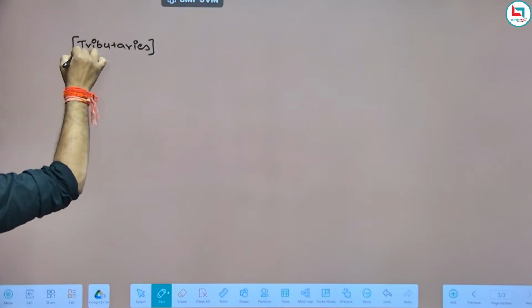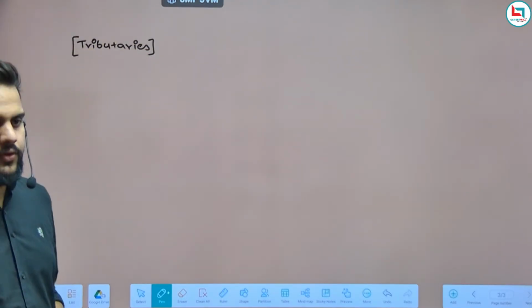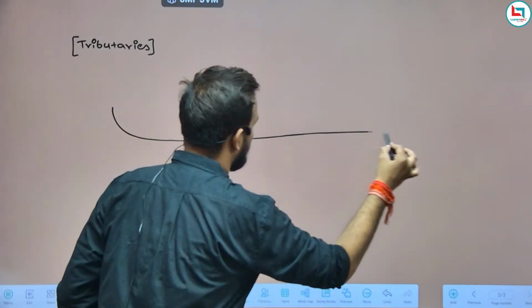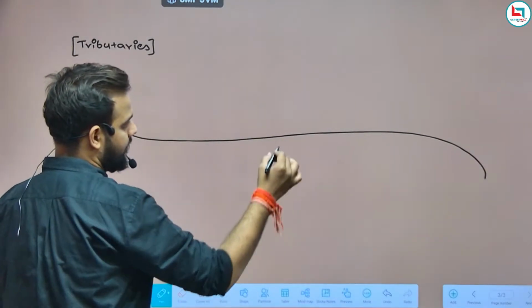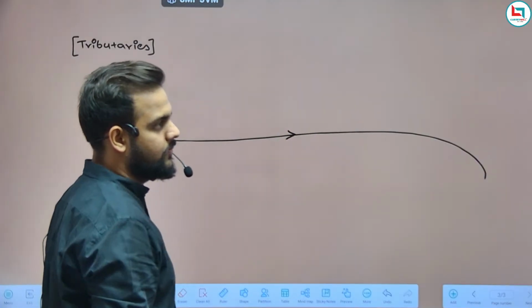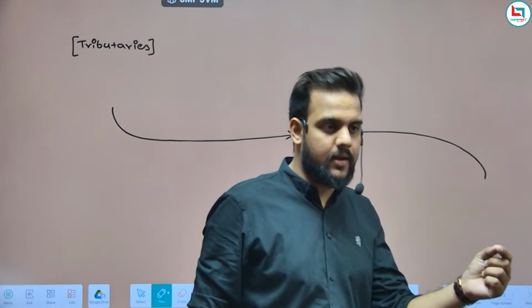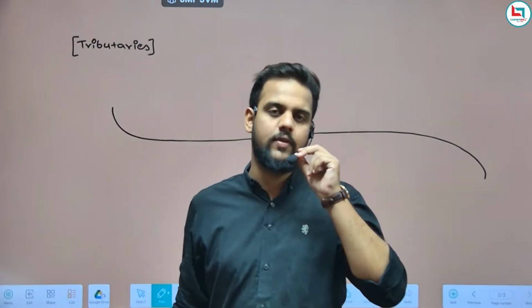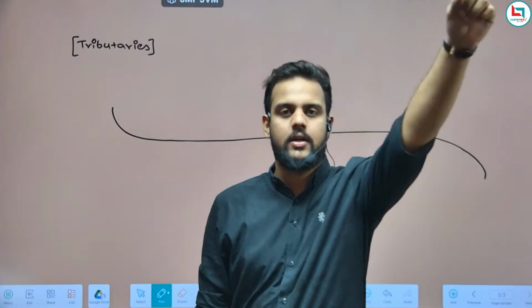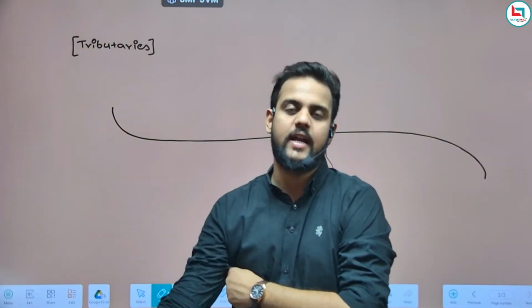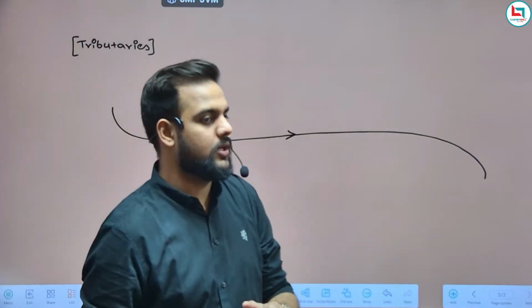Tributaries. Now, if you see that this is the main river, and the river is flowing in this particular direction, we should know about the left bank tributary and the right bank tributary. And how could we know that this particular tributary is the left bank tributary and this one is the right bank tributary? We have to do nothing.